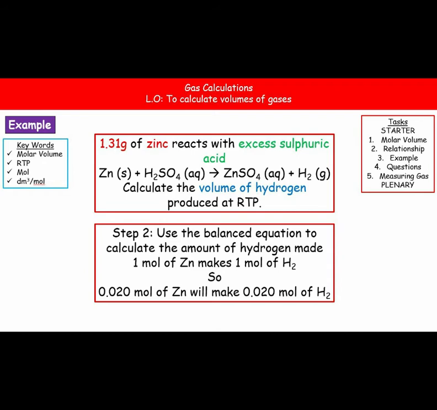Now, what we can do is apply that to where we've obviously got our 0.02 moles of zinc. So 1 mole of zinc makes 1 mole of hydrogen. So 0.02 moles of zinc has to make 0.02 moles of our hydrogen. We've just got to keep it in that same ratio, remember. So get that second box written down if you haven't already. Again, I'll give you another 30 seconds to get that done.